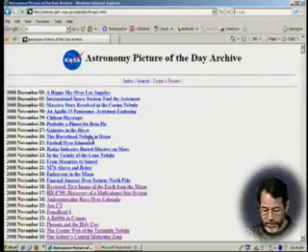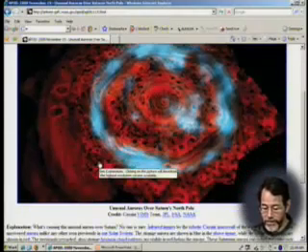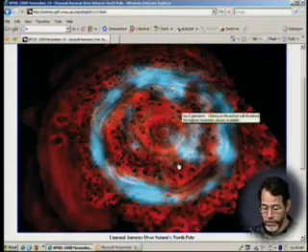Okay, so let's zip through this. You can read these. You don't have to listen to me. Recently found unusual auroras over the north pole of Saturn.